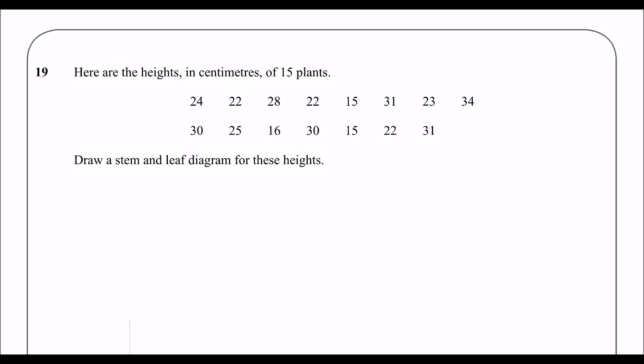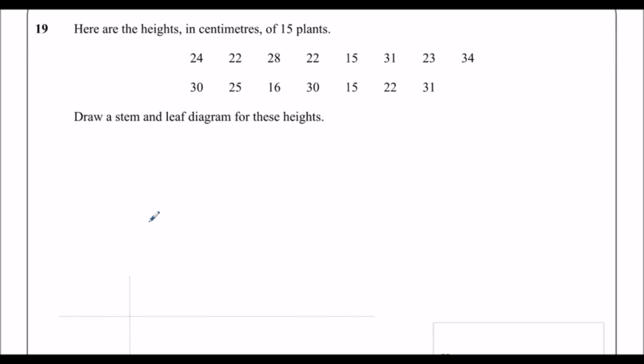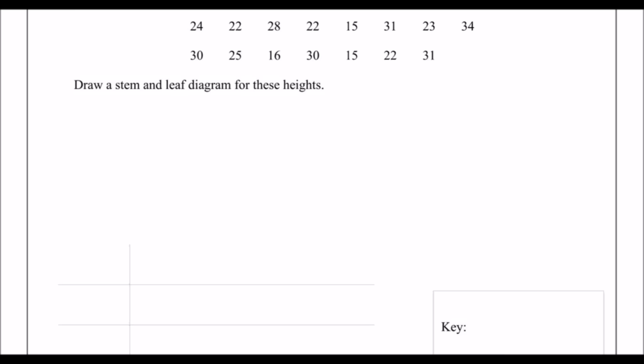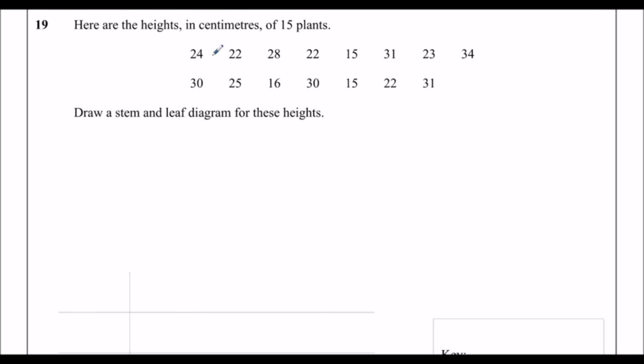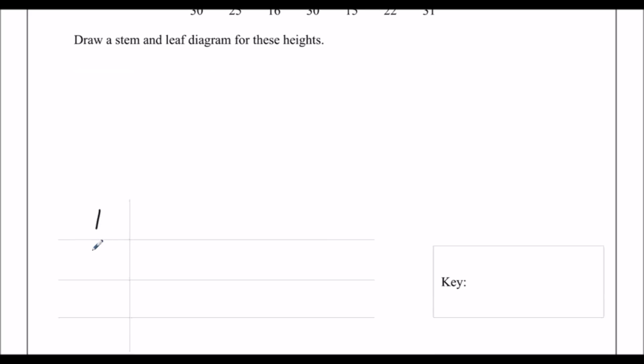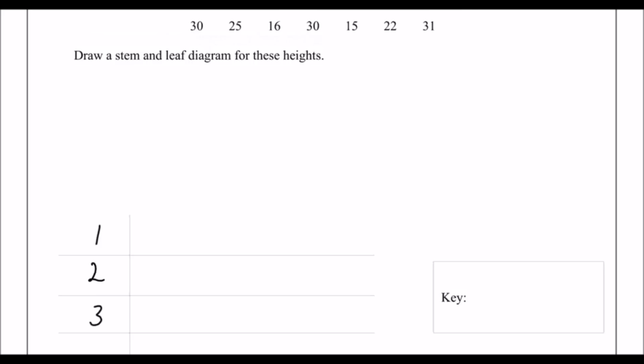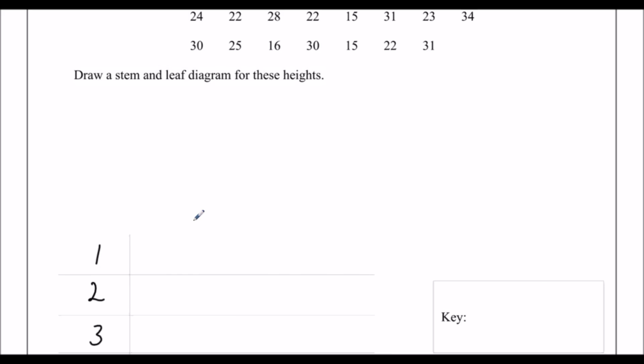Question 19. Here are the heights in centimeters of 15 plants. Draw a stem and leaf diagram for these heights. So when we have a stem and leaf diagram, we have to order the numbers, and we have to split the, in this case, the tens and the ones up. So in our tens, we're going to have 10, 20, and 30. So that's just 1, 2, and 3. They're our stems. And then the ones are going to become the leaves.